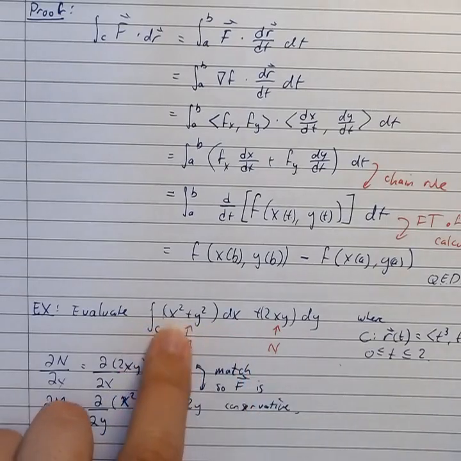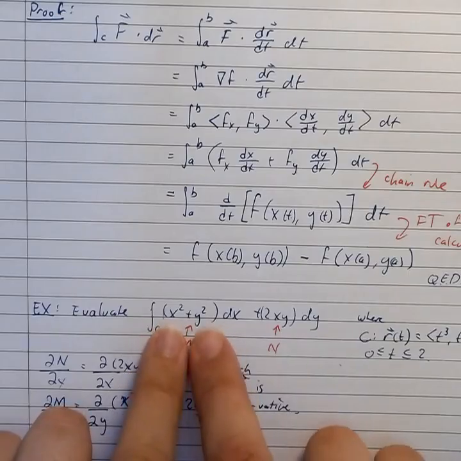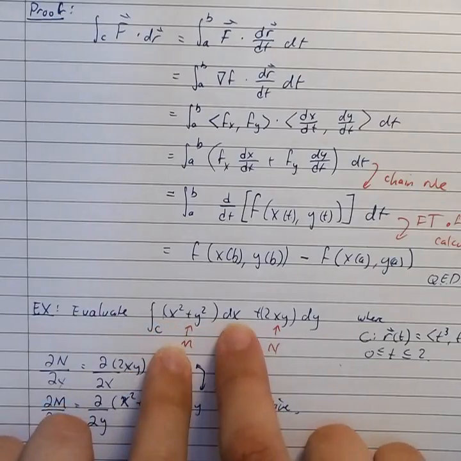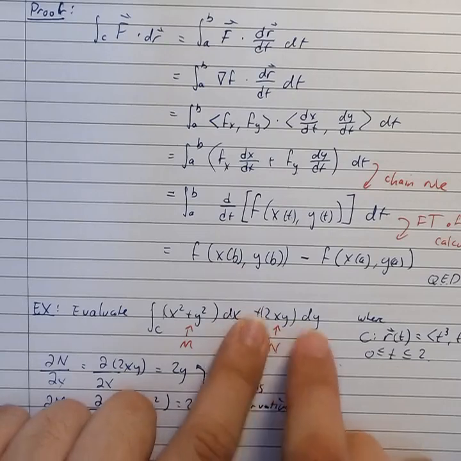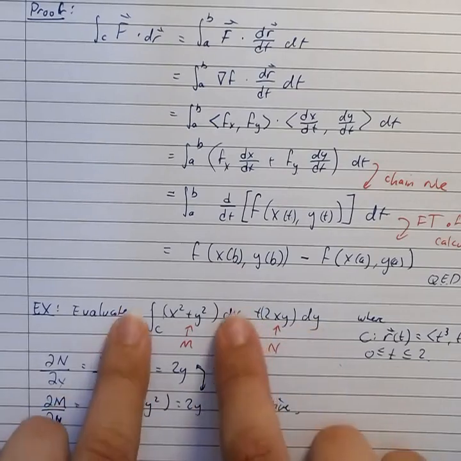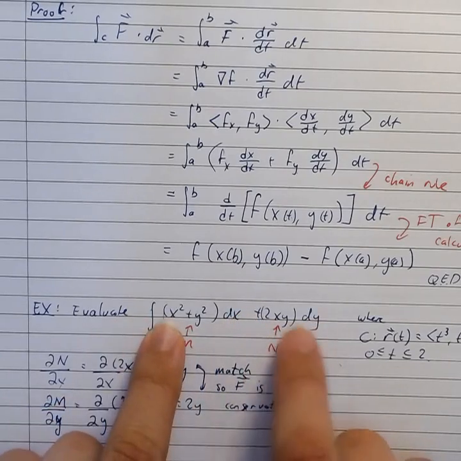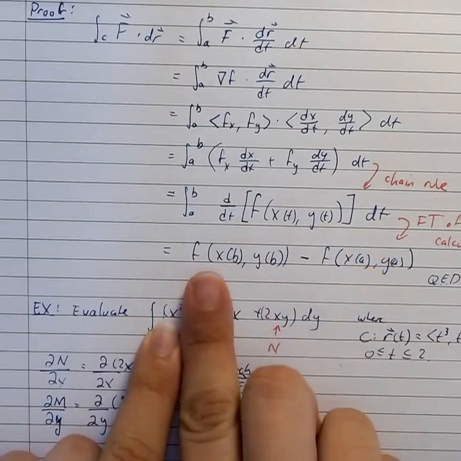Because look, right here, if you're looking for the potential function, what you want to do is take the integral of m with respect to x, and take the integral of n with respect to y. Notice basically you're just trying to evaluate this integral, and this integral. So let's go and do both of those on their own.